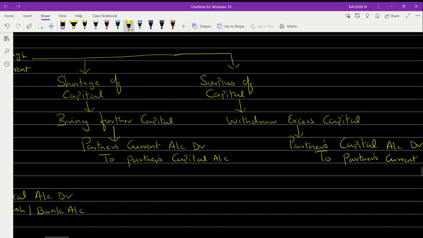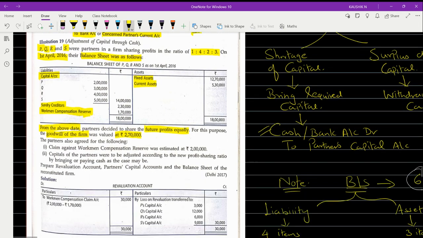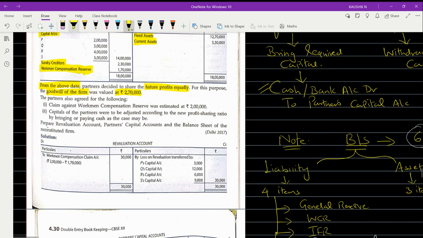So let's move on to the question and understand whatever is given further. It was mentioned, apart from this, that the partners also agreed to the following. Number one, there is a claim against workmen compensation reserve estimated at 2 lakh rupees. We have a claim for 2 lakhs, whereas we have an amount of only rupees 1 lakh 70,000. So our reserve is limited, whereas the claim is exceeding the reserve value.